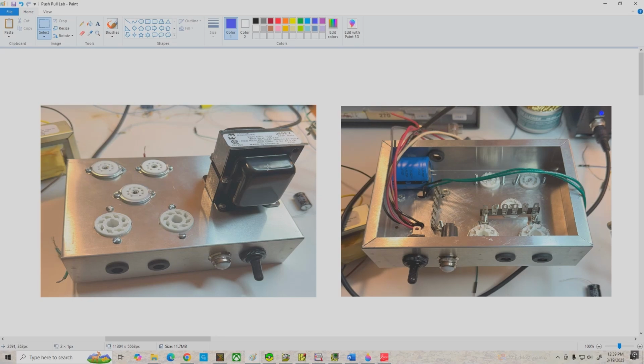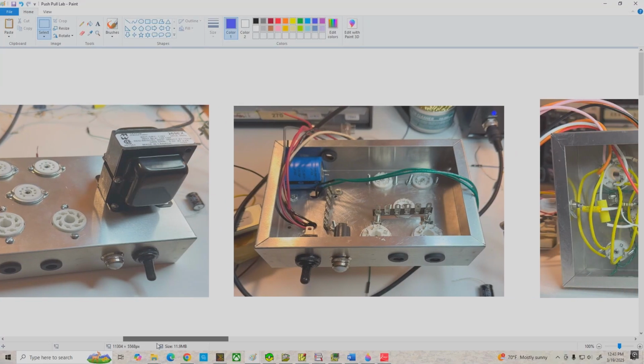All right, over here I've got a power transformer that's going to give me a 250 volt supply rail, and this is the bottom view of the box. I mounted some terminal strips in here for wiring purposes. Here's the filter cap for the power supply, my power switch, and a power indicator.